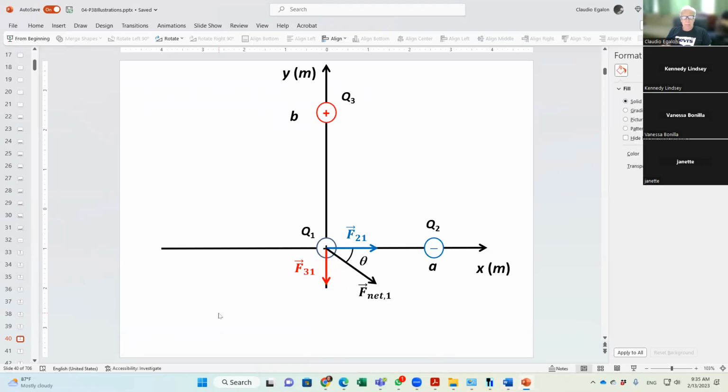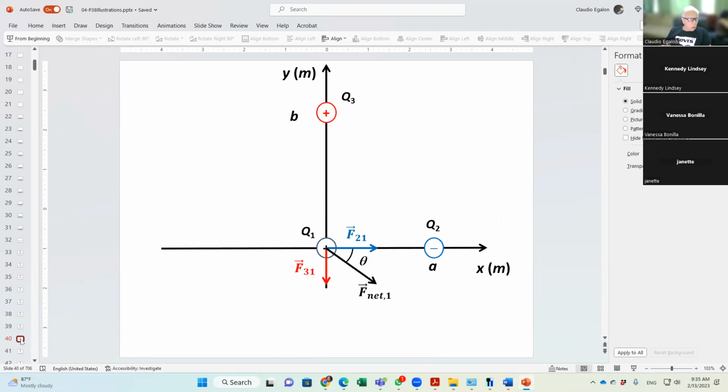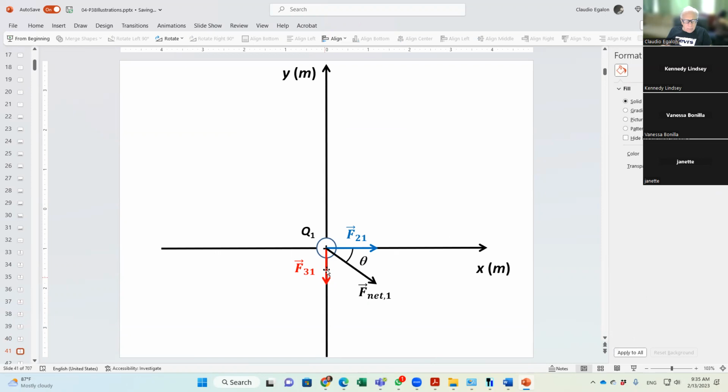Okay, that's what we have here. The angle theta is downwards, right in here. Let's see what's my next. Okay, so I'm going to make another drawing here. Here you go. But now I'm going to just emphasize the charge 1. I will still keep it in the x-axis, in the y-axis, but I want to emphasize the fact.